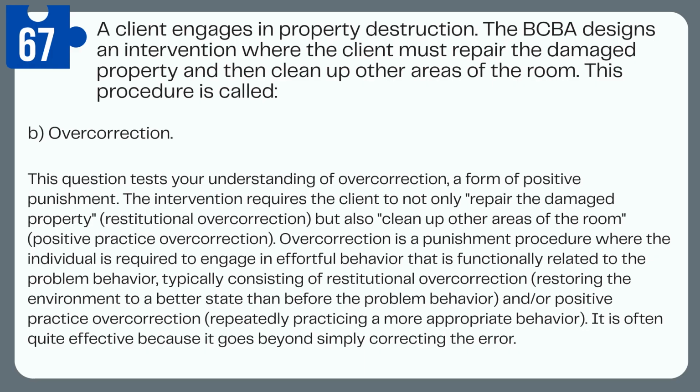Overcorrection is a punishment procedure where the individual is required to engage in effortful behavior that is functionally related to the problem behavior, typically consisting of restitutional overcorrection, restoring the environment to a better state than before the problem behavior, and/or positive practice overcorrection, repeatedly practicing a more appropriate behavior. It is often quite effective because it goes beyond simply correcting the error.